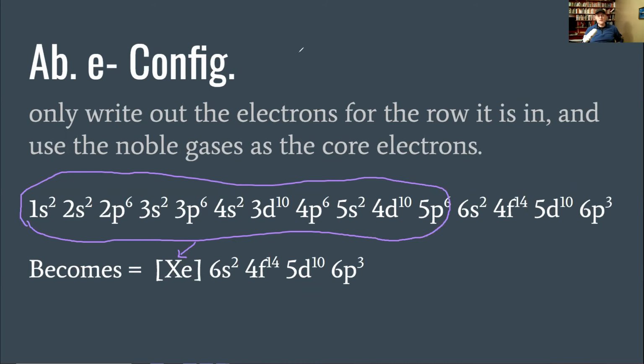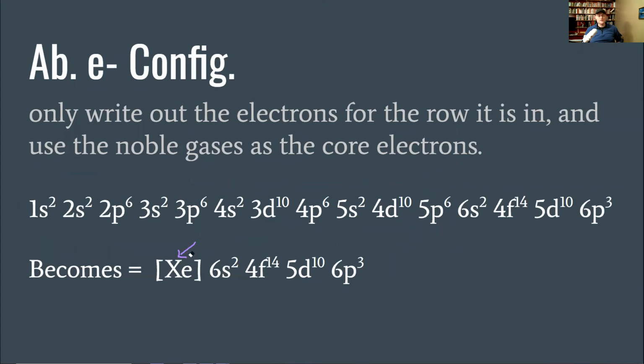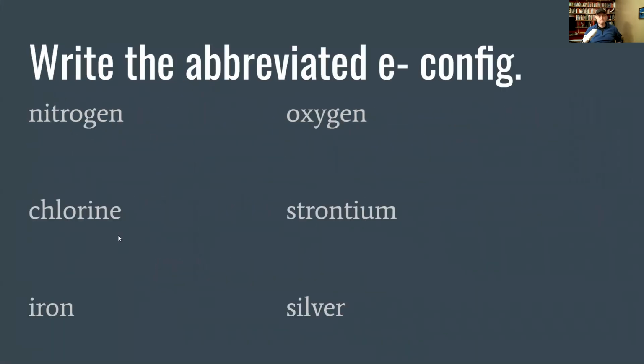Okay, so that should make life a little bit easier so you don't have to write out the full electron configuration all the time. Let's go ahead and have you get some practice on this. Write out the abbreviated electron configuration for those 6 elements.